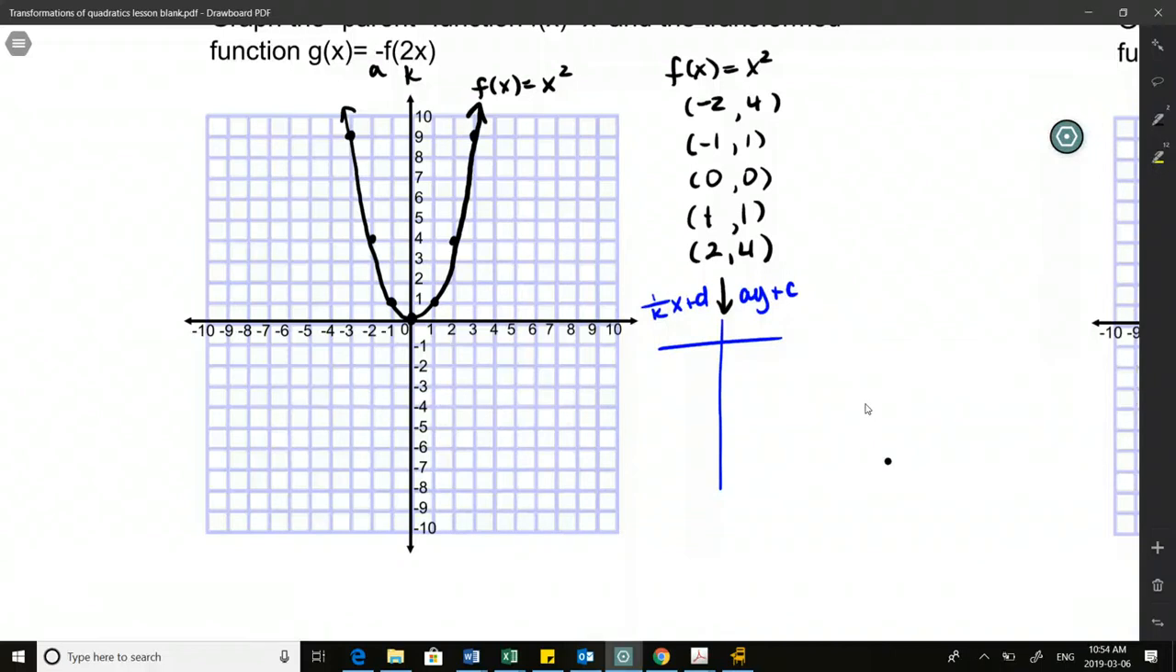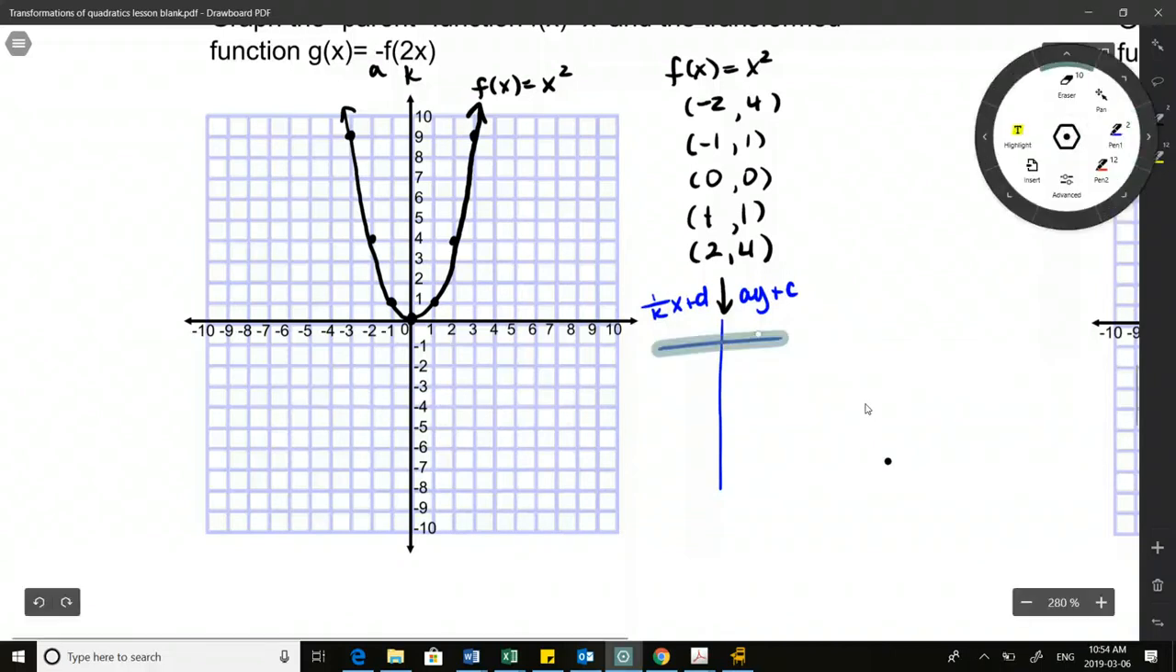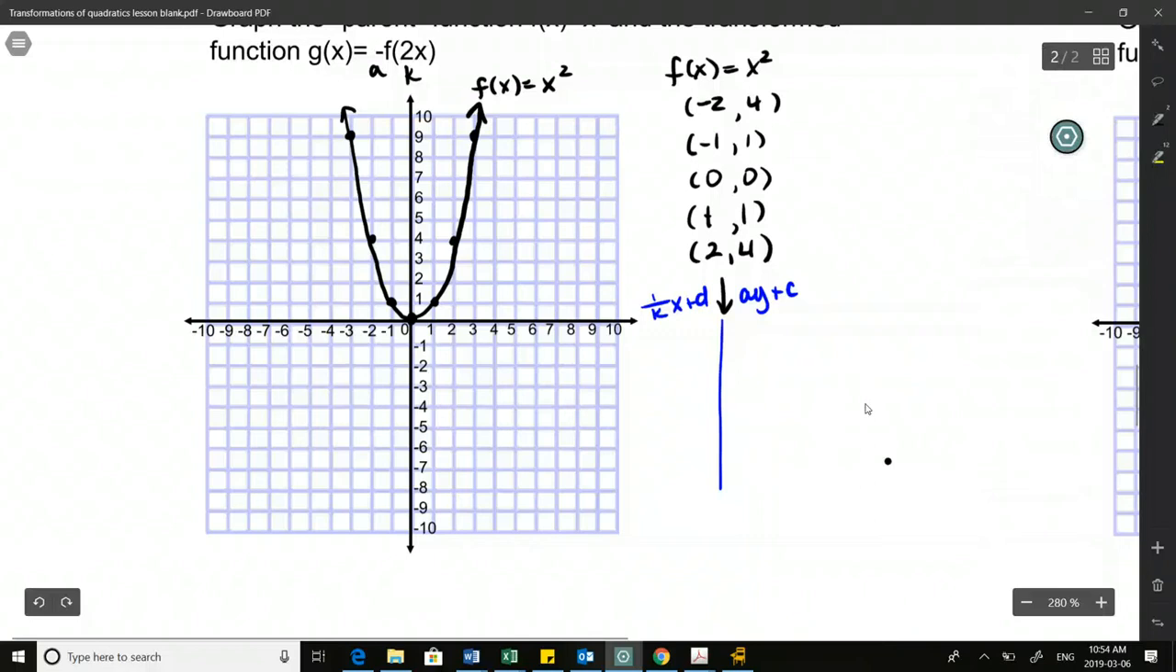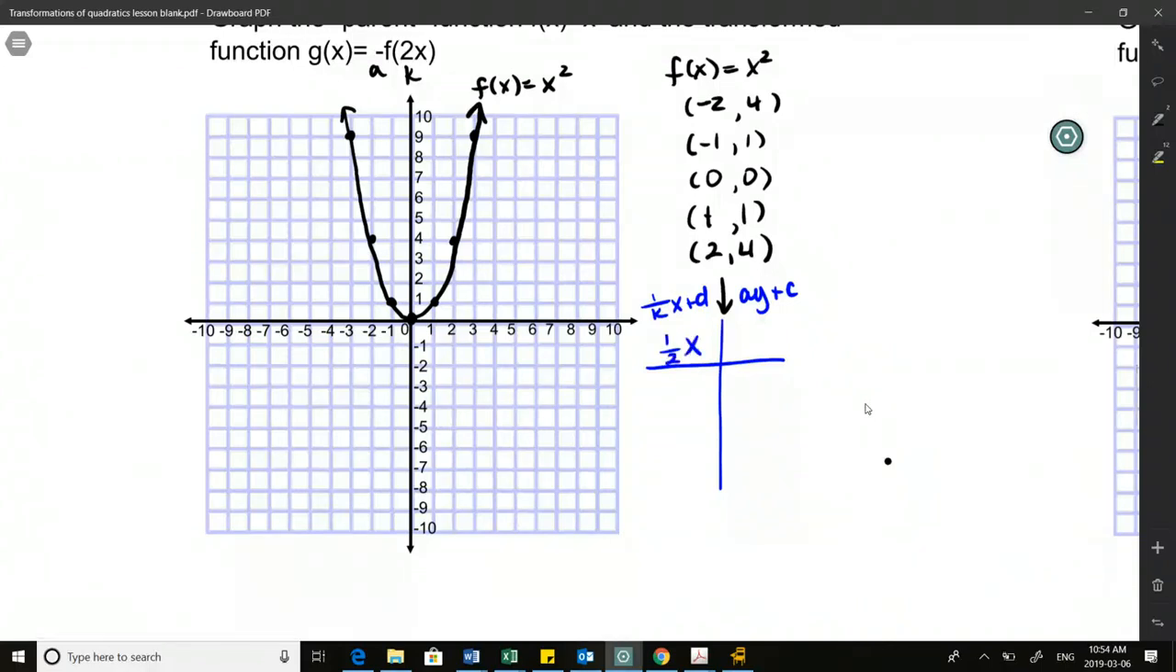What we end up with over on the left-hand side is the reciprocal of k. Since we don't have a d value, it's just the reciprocal of k. So what will be the reciprocal of my k value? 1/2 times x, and then d is just 0, so you can put +0 if you really want to, but I don't think we need to. And then a times y plus c, well, there's no c, so it's just a times y. A is -1, so it'll be negative y.